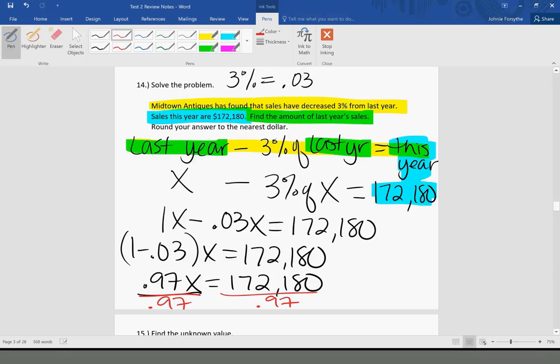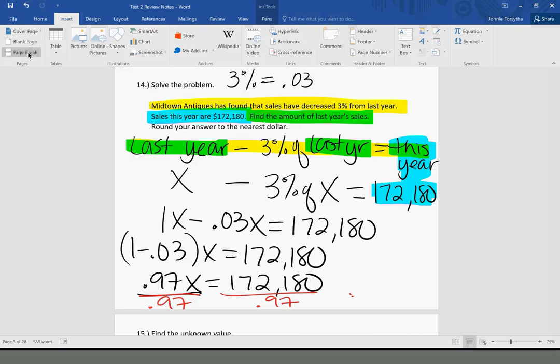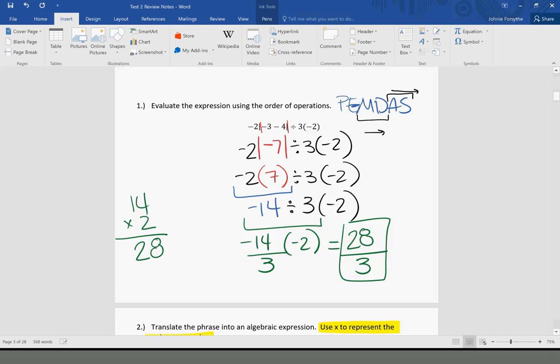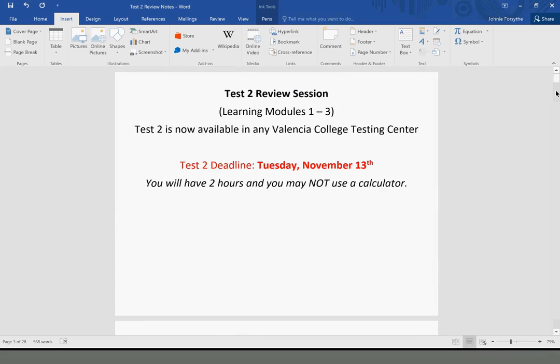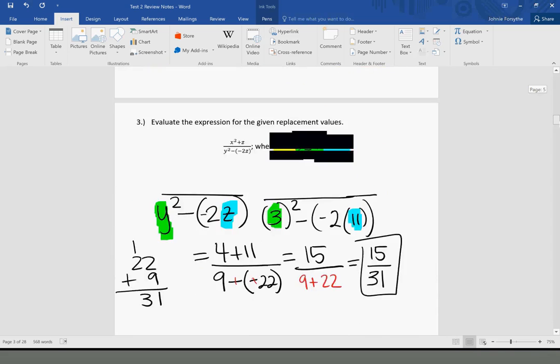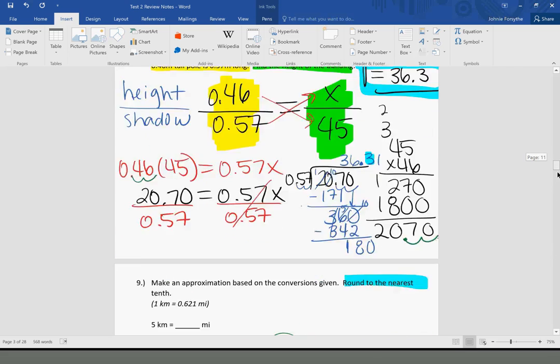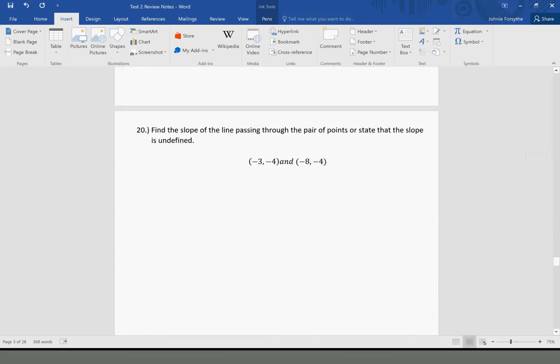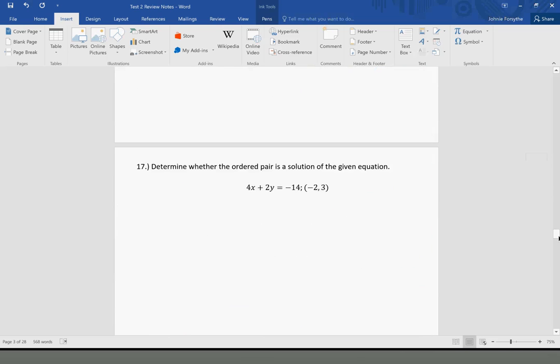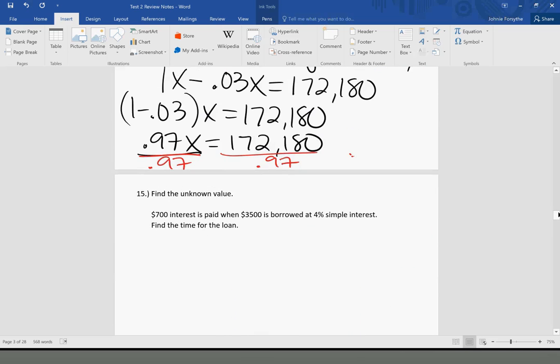I'm going to actually get some extra paper here. Where did that go? I need that to be down here. Let's see. Okay, let me see here.